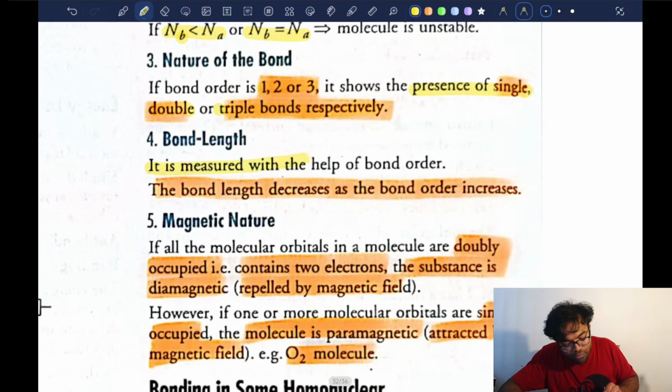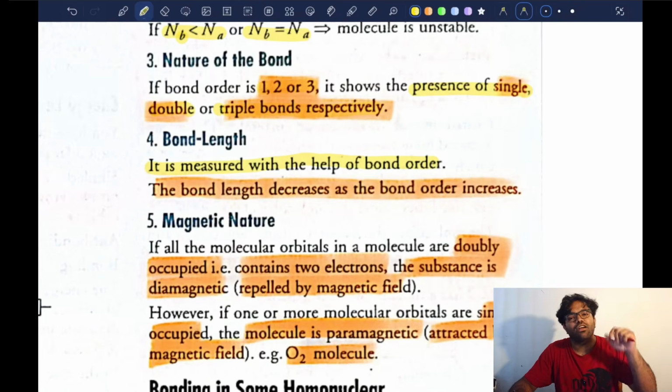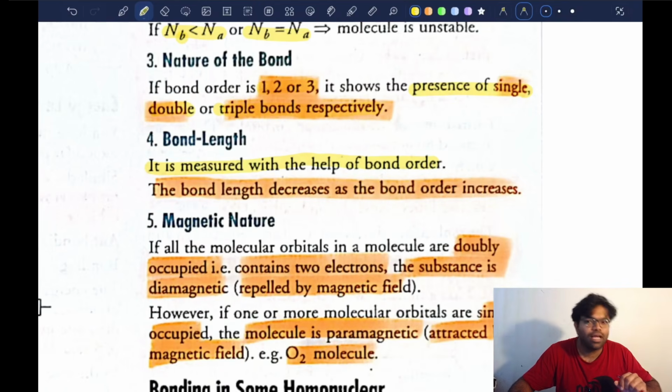Next, the bond length. It is measured with the help of bond order. If the bond order is higher, then automatically the bond length reduces. We know that a single bond is longer compared to a double bond, and a double bond is longer compared to a triple bond. So the triple bond has the shortest bond length. The higher the positive number of the bond order, the lower is your bond length.